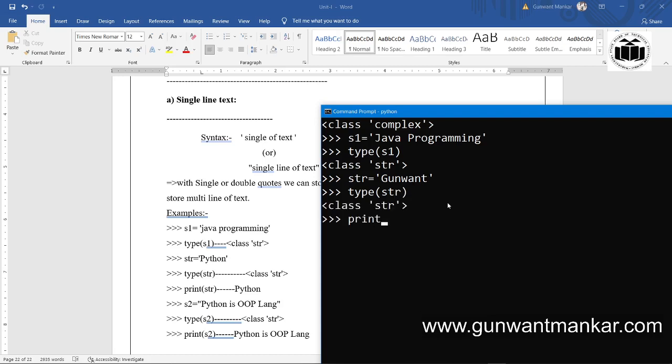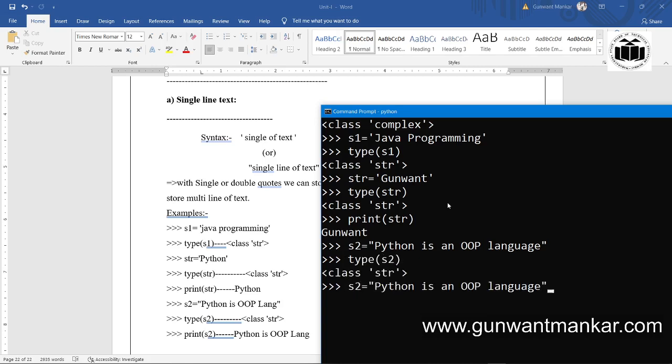If you want to print str, what is the str holding? Gunwant. Okay, can you use double quotes? Yes, you can also use double quotes. How can you write it? s2 is equal to what? Python is an OOP language. Okay, so now you can check here what is the type of s2. That is str. You can print here s2, same line.